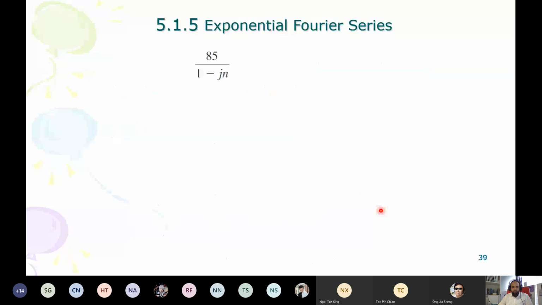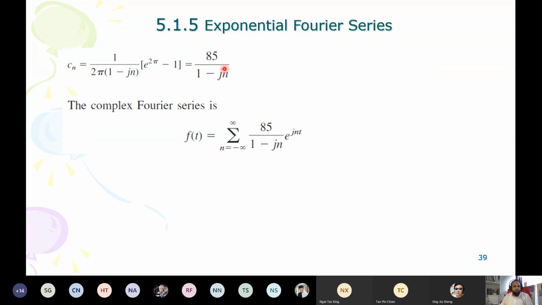So where is it? Yeah, this one. So this one is equal to this, and we just get e to the power 2 pi. This is a constant. Now there's no t here, by the way. So we can evaluate this number as 85 upon 1 minus jn. And we just keep on changing n, and we put them in exponential or complex Fourier series form, which is the Cn here. This is Cn, and e to the j n omega naught t. Omega naught is 1. We multiply, we get this Fourier series expansion.